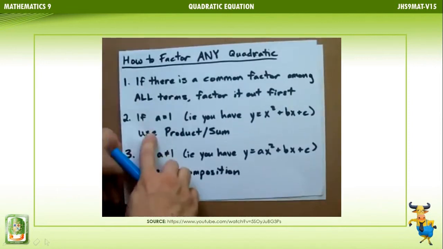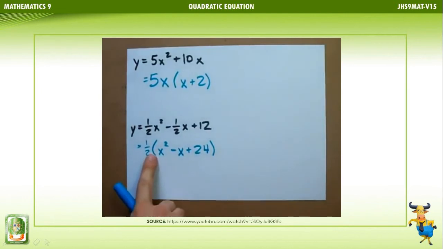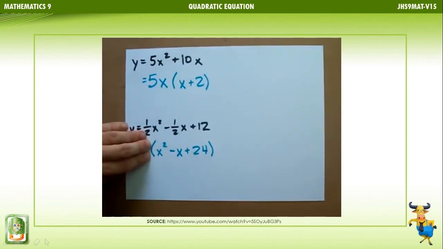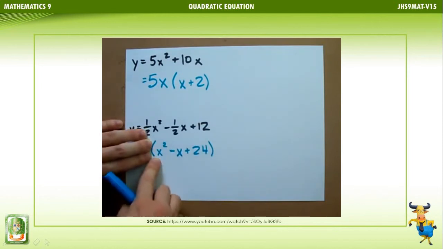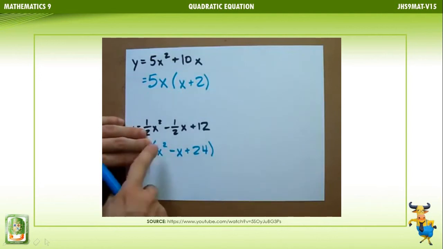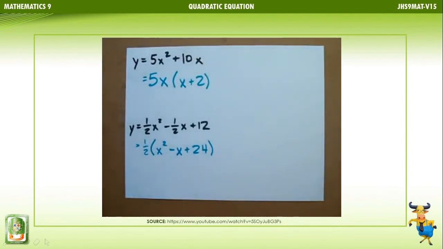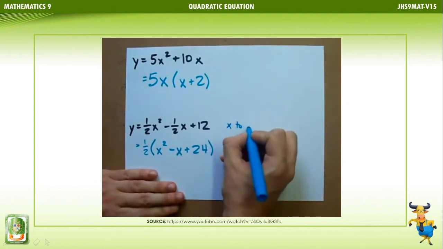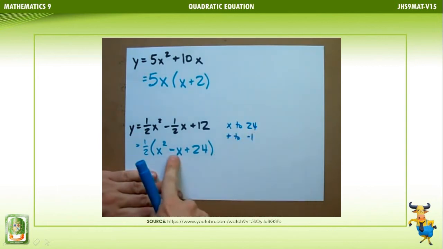Now, is there a 1 in front of x squared? Do I have a bare x squared? Yes, I do. If we remove that half, which we already factored out, we have x squared minus x plus 24 that we have to factor. So it's just a bare x squared. We can use this product-sum. We need two numbers that multiply to 24 and add to negative 1. That's the number in front of x.